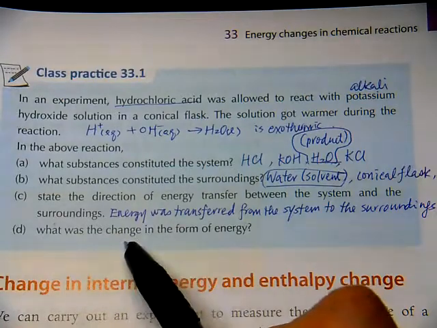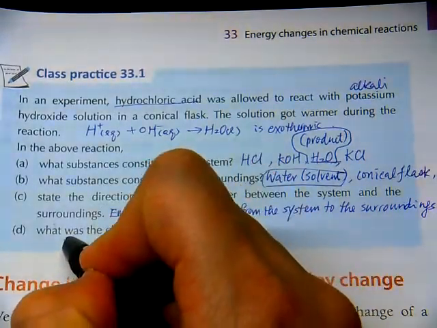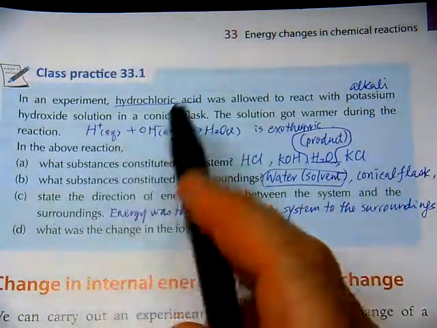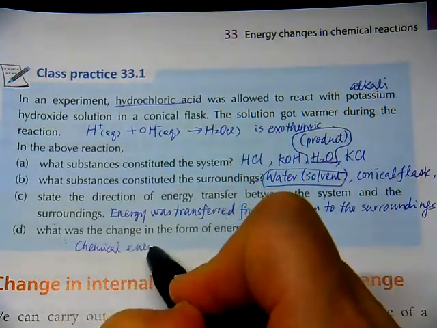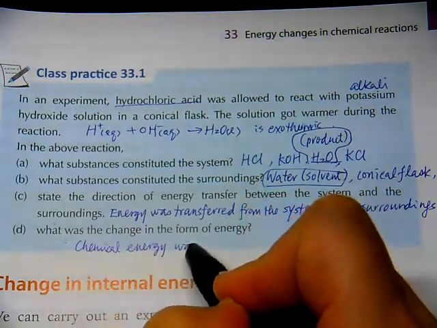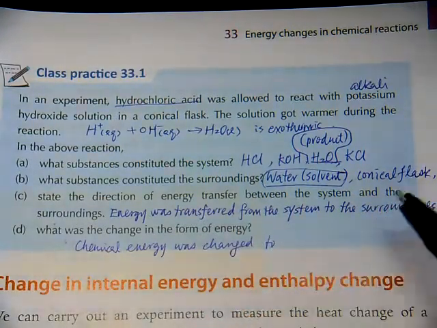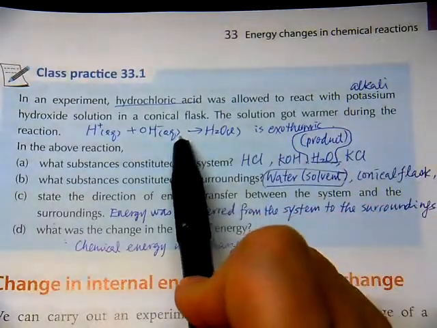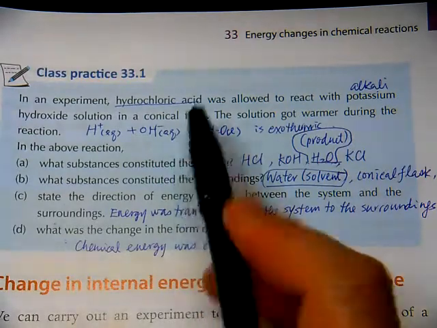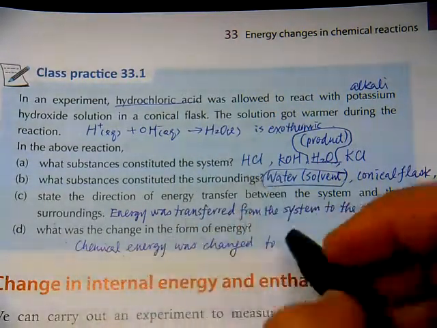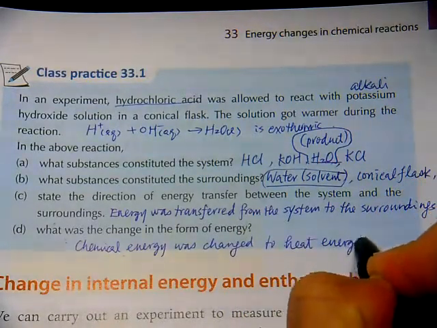What was the change in the form of energy? Change in the form. Now, look at the reaction. It involved chemical energy. Is that right? Chemical energy was changed to, can you tell me? If you use a thermometer, what is the reading in the thermometer? The temperature increased. That means chemical energy was changed to heat energy. Understand?